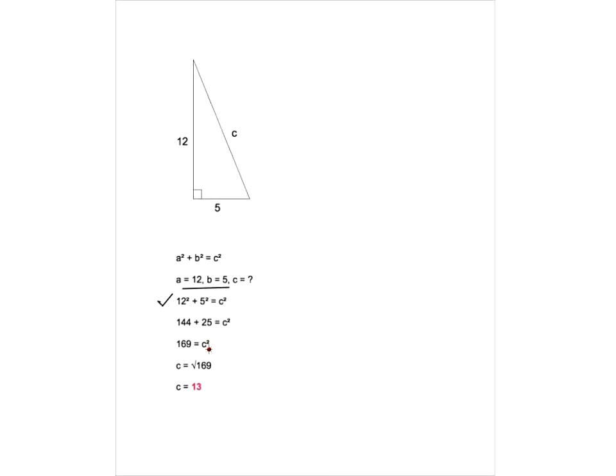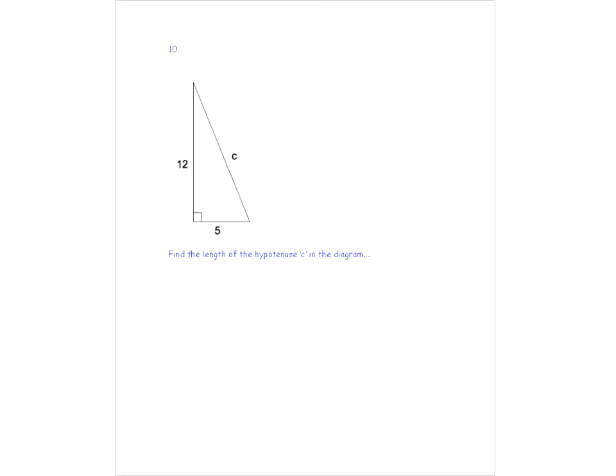It turns out we get the same answer in this question as we did for the last one. We just take the square root of both sides, and we get c equals 13. I think we had different numbers in this one than the last one, didn't we?